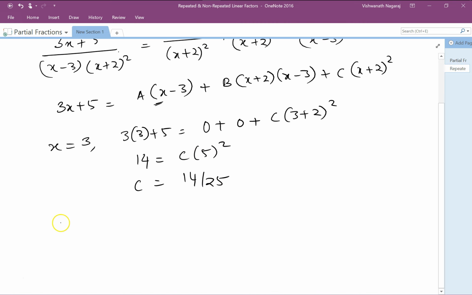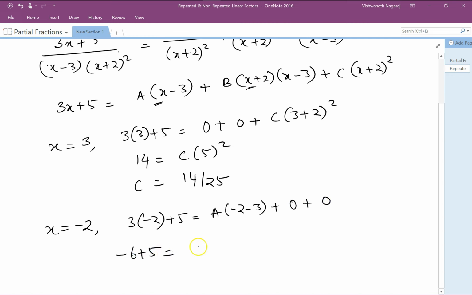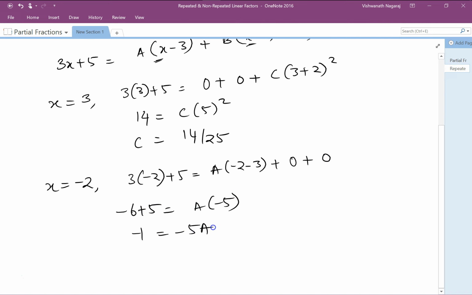Now let's make c disappear. So x equal to minus 2. So 3 times minus 2 plus 5 equal to a times, x is minus 2, so minus 2 minus 3, plus this becomes 0 because this becomes 0. So 0 plus 0. Minus 6 plus 5 equal to a times minus 5. So minus 1 equal to minus 5a. So a equal to, no, 1 by 5. Okay.